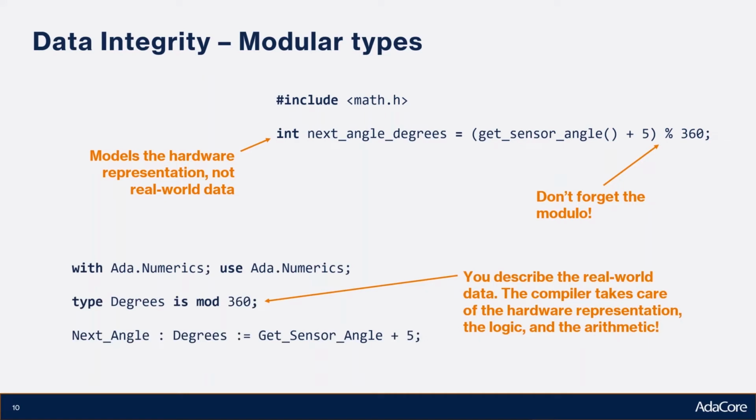And in Ada code, on the other hand, what you do is you lay down all of your expectations in the specification. Once you do that, the compiler takes care of all of the hardware representation, the logic, and the arithmetic. The usage becomes very, very simple, and the tools ensure correctness. So here we have a next angle of type degrees, and we give it this initial value of the result of an arithmetic expression. And the compiler takes care of all the wraparound and all of the modular arithmetic there.